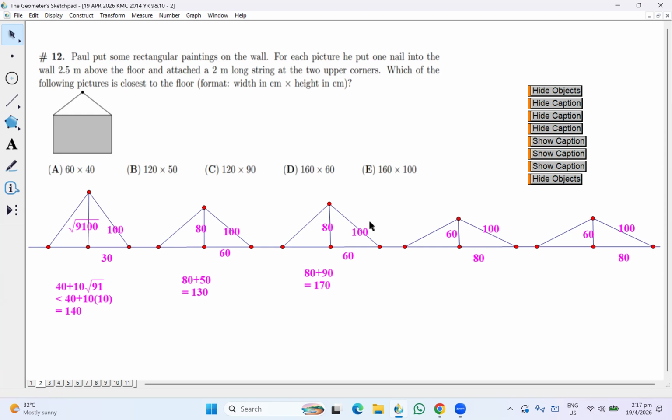Then the fourth one, 160. So the height is 80. So 6, 8, 10, so here is 60, then add 60, 120. Here again, 160, so 80, 6, 8, 10, and at the short, narrower side, 100, 160. So which of the following pictures is closest to the floor? Answer is C.